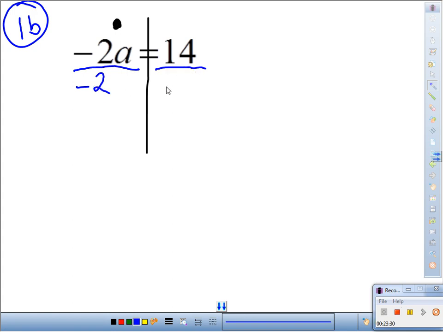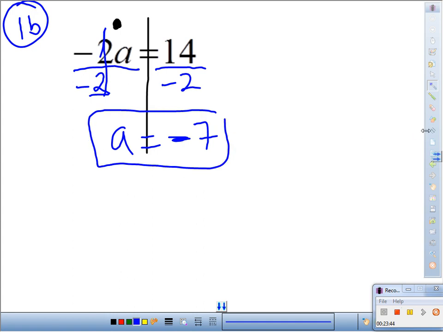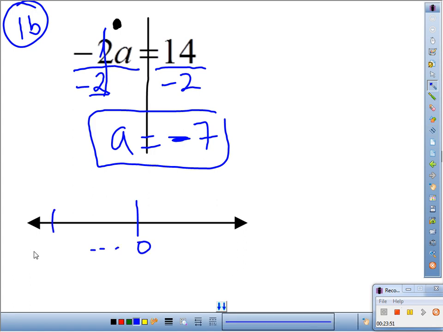Whatever we do to one side, we do to the other side. -2 over -2 is 1. We're left with a equals. These are not the same sign. 14 divided by 2 is -7. And so we got that. Okay. Let's plot. 0, dot, dot, dot, -7. Plot your point.